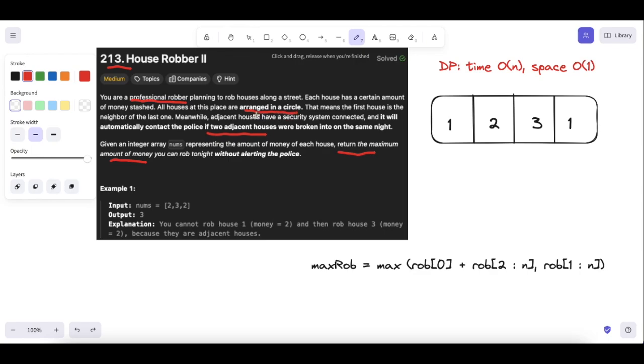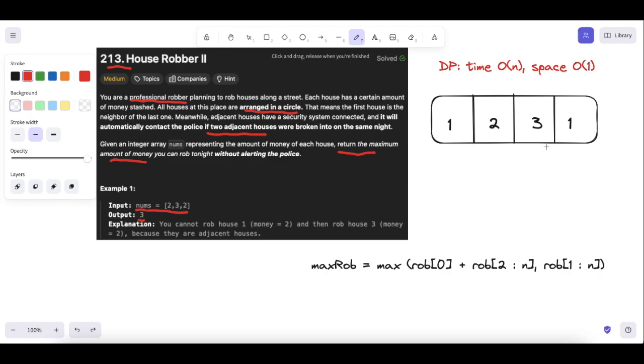Because the houses are arranged in a circle, this means we cannot rob both the first and the last house in our array. So we have this nums array, and this nums array represents the houses and the amount of dollars each of the houses has. The first house has $2, the second house has $3, and the third house has $2. I have drawn another example here to the right, and we have a nums array with 4 houses, each of which containing a different amount of dollars.